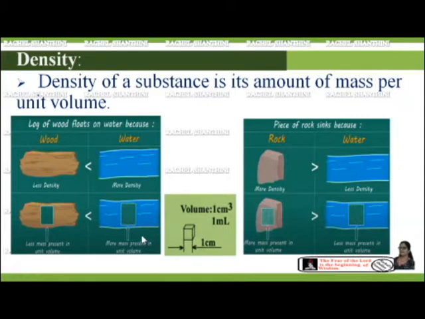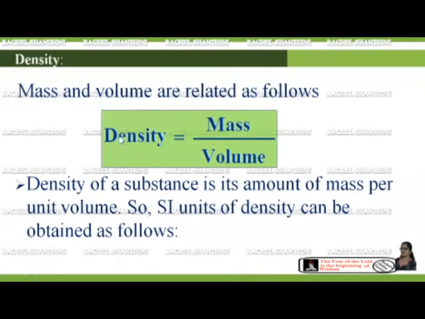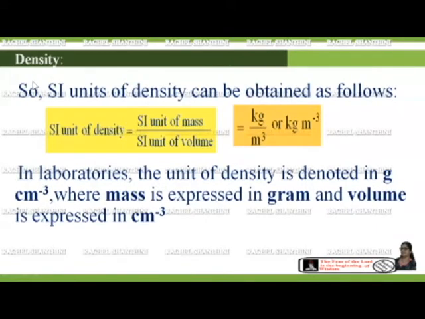volume of river water. At the same time, when you put a rock piece into the same river water, what would happen? It would sink. Why? Because the mass present in unit volume of the rock piece is greater when compared to the mass present in the unit volume of river water. So, density of a substance is its amount of mass per unit volume. Hence, we define density as mass per unit volume. So, the SI unit of density can be obtained as follows.